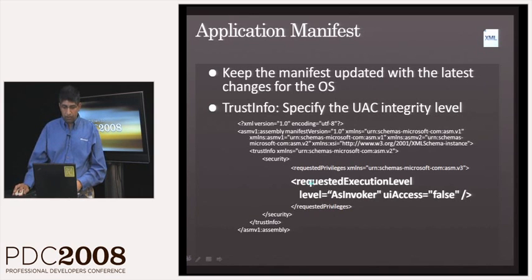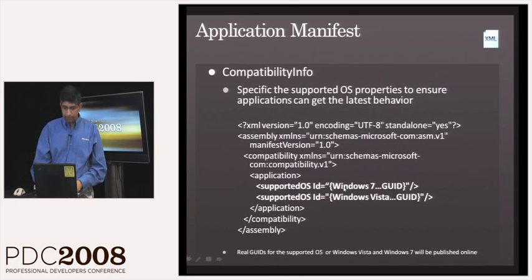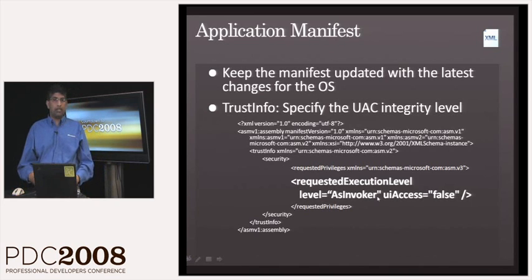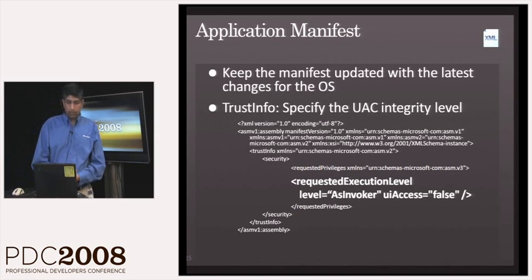It's a very, very simple line of code that you can add here. All you have to do is add the requested execution level. As invoker essentially means that the application runs in the same privilege as the parent process that launched it. So that's one example that I have here.